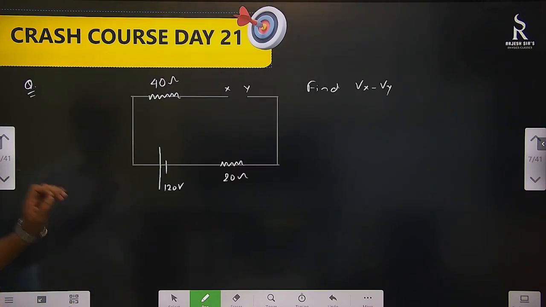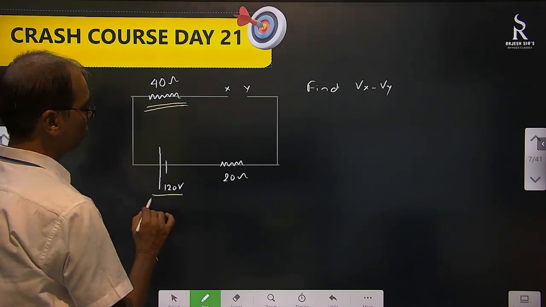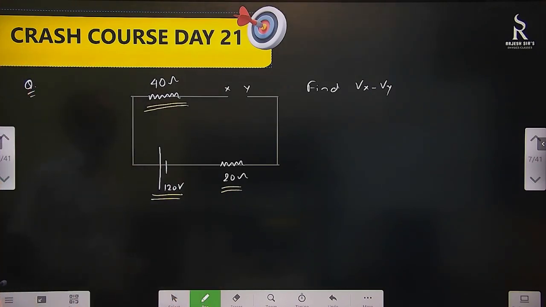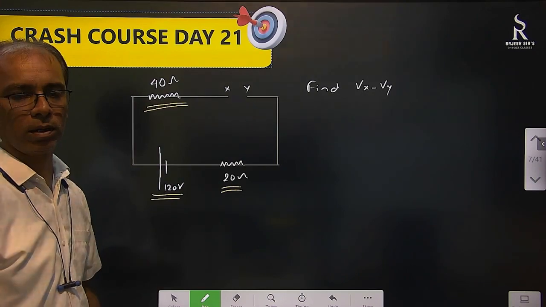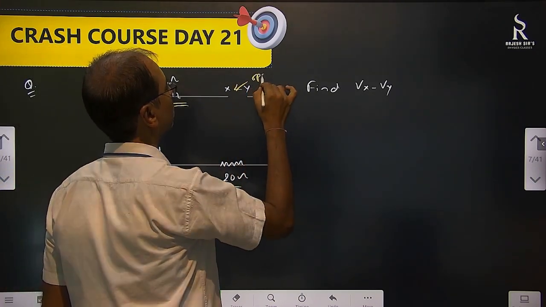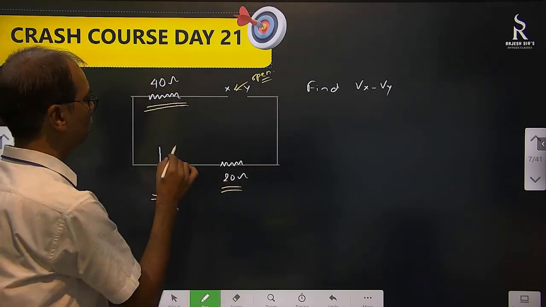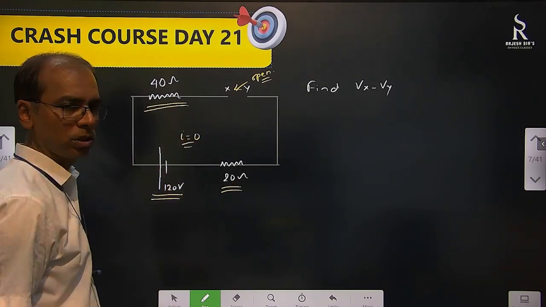Fine. Now what is this? See, there is a 40 ohm resistor connected across 120 volt battery, and this is also 20 ohm resistor. So what is he asking? What is the potential difference between X and Y? But is this open circuit here? Answer is yes, this is open. So open is there means there is no current in that. I is 0.